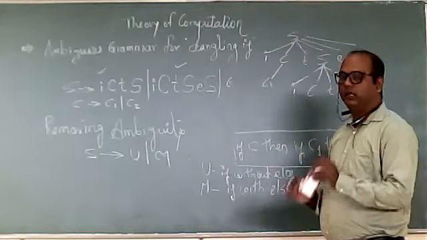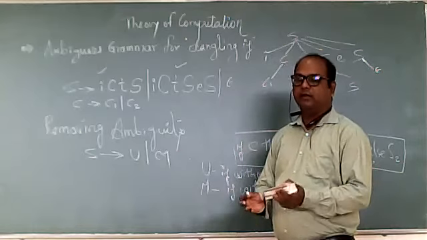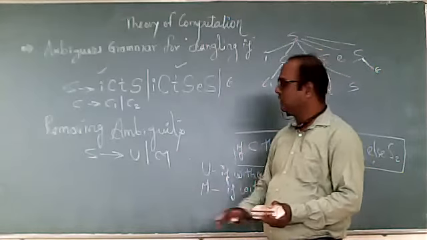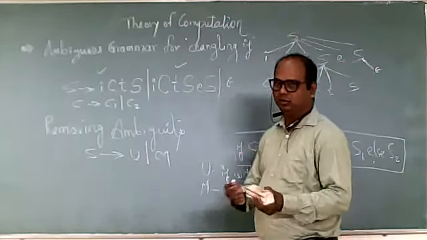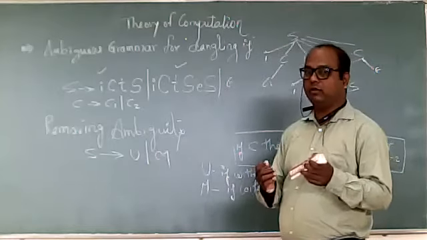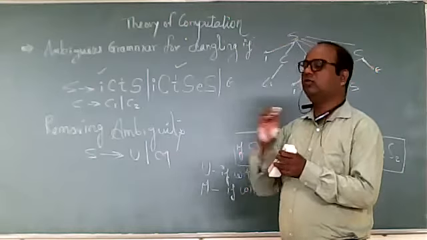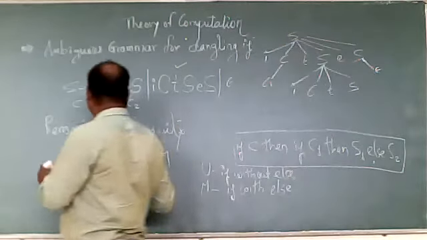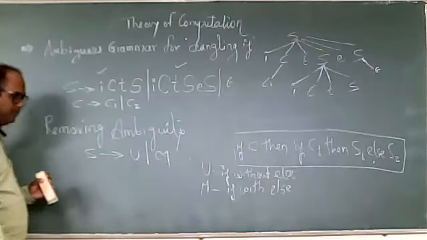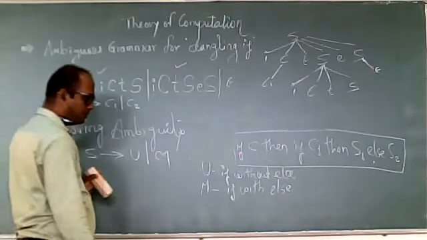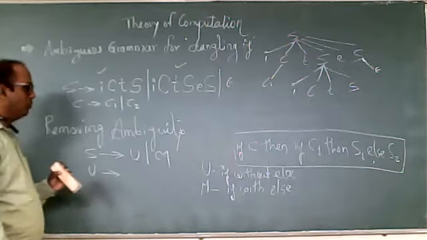Whenever I want to indicate the if with else, I will use the variable M. When I want to indicate if without else, I will use the variable U. That way it will be easy to understand whether else is allowed or not. If else is coming, it belongs to which variable. Initially I just separated if into two things, without else and with else. So this will be my first production.